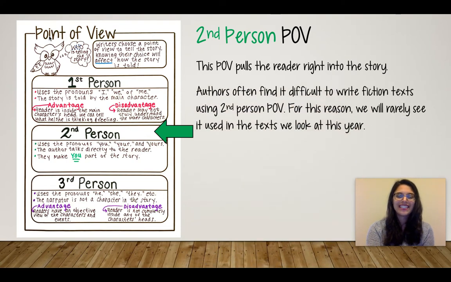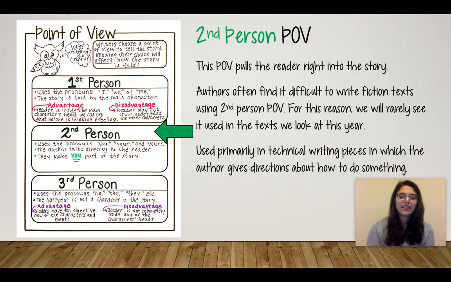Authors often find it difficult to write fiction texts using second-person point of view. And for this reason, we will rarely see it used in the text we look at this year. We solely want to focus on first and third. Second-person point of view is used primarily in technical writing pieces in which the author gives directions about how to do something. But again, for today's purposes in our lesson, we're really going to focus on first and third person.